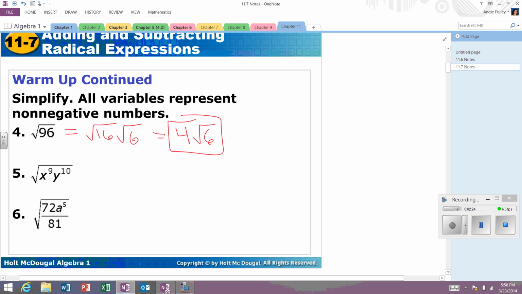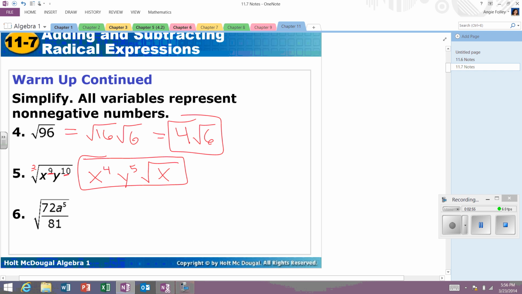Okay, on this next one, remember there's a 2 out here, so we want to see how many times 2 goes into this exponent. So 2 goes into 9 4 times, so we can take out an x to the 4th, but there's a remainder inside of an x, because 2 times 4 is 8, and so there's 1 left over. And then 2 goes into 10 5 times, so we can pull out 5 y's with no remainders. So we have to keep that single x under the radical.